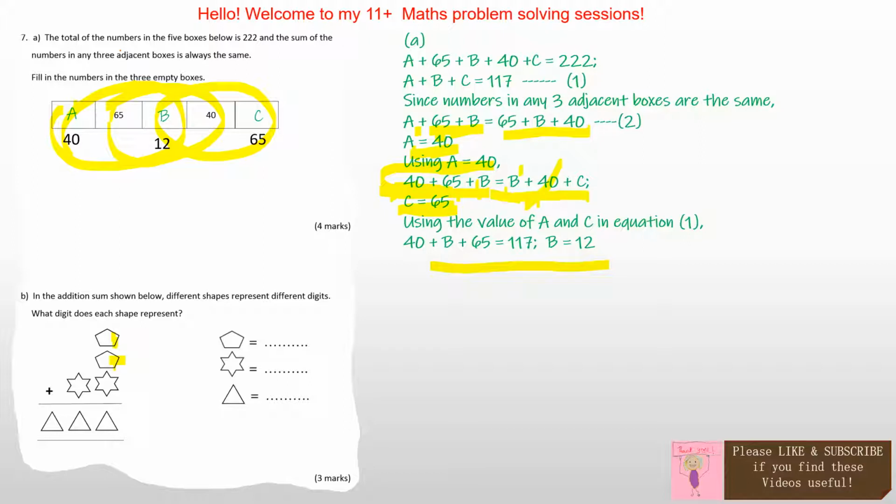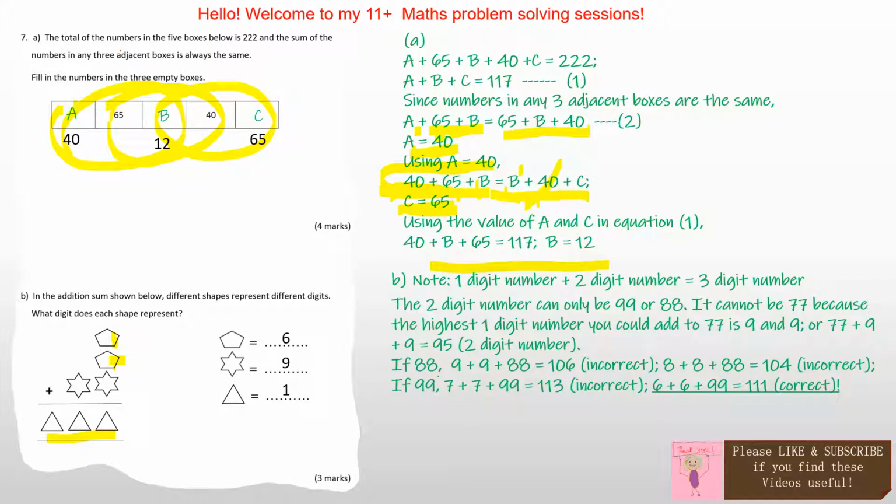There are 2 stars, so that's a 2-digit number. And there are 3 triangles. So you're adding 2 1-digit numbers plus 1 2-digit number to get a 3-digit number. So this is the dynamic. Now we have to think accordingly. We have to be a bit clever here. So I've made that note there. In the 2-digit number, the digits are repeated.